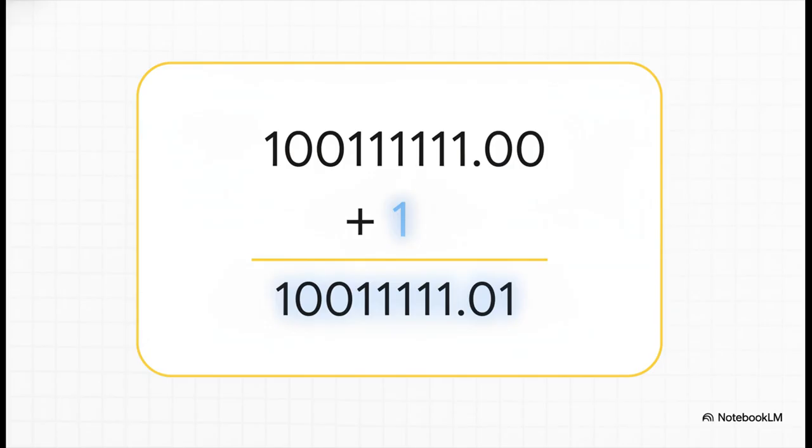To finish off the 2's complement process and really lock in that negative value, we have to add a 1 to the very end of our flipped sequence. When we add 1 to that final 0, we end up with our raw negative binary number 1001111.01. And there it is. That is the true binary representation of negative 96.75.